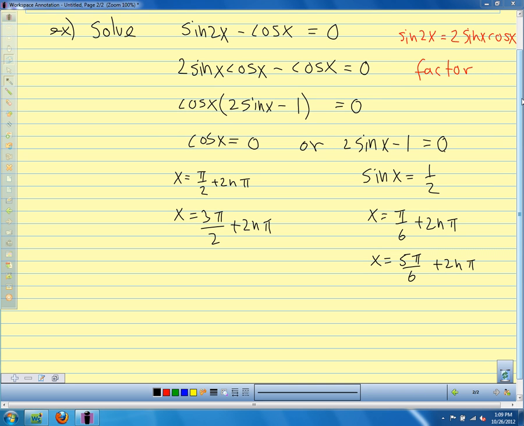Questions on that one? And the reason we had to use our identity is because here in the beginning I had a sine of 2x, and here I had a cosine of x. So I had a 2x in one function and an x in the other function, so that's why we had to use our identity. Everybody clear with that one?